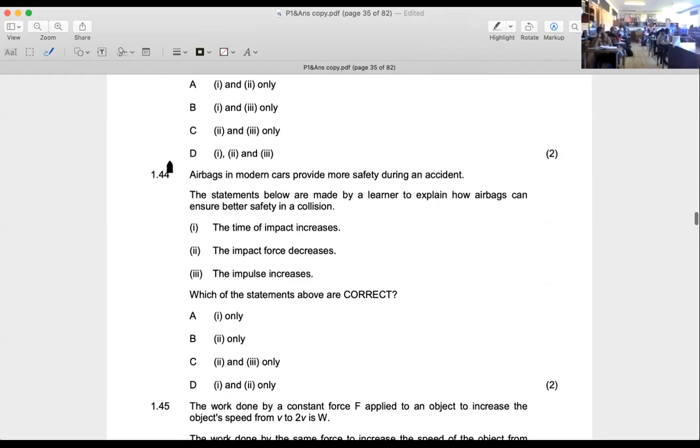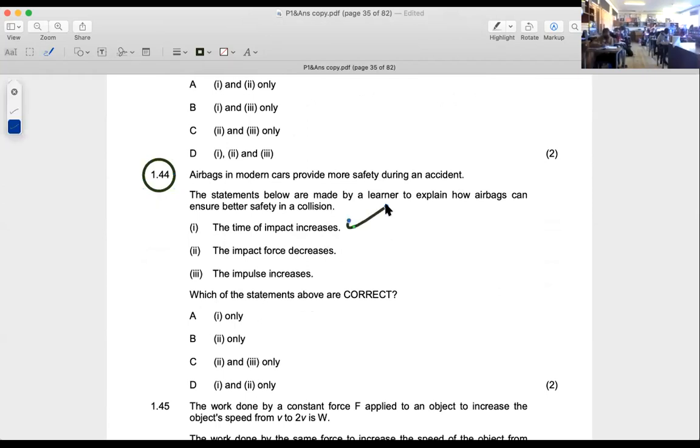Okay, here's airbags again. Remember, go back to, I forget what that teacher's name was. You could probably remember his name, Mr. whatever. And he dropped his egg from the top of the parachute. You also guys did it. Airbags in modern cars provide more safety during an accident. The statements below are made by a learner to explain how airbags can ensure better safety in a collision. The time of the impact increases.